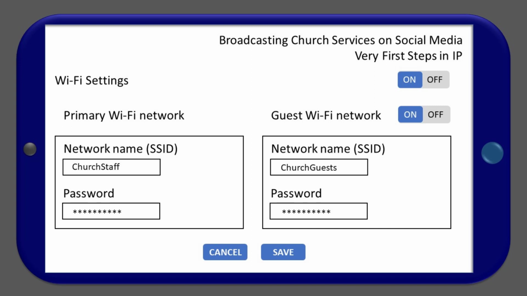Wi-Fi settings. This typical router example offers 2 services, primary and guest. For each one, there is a network name and a password to be set. Note that the Wi-Fi service can be disabled or only the guest network can be disabled. A Wi-Fi network name is also known as SSID, for Service Set Identifier.